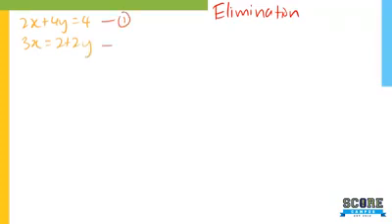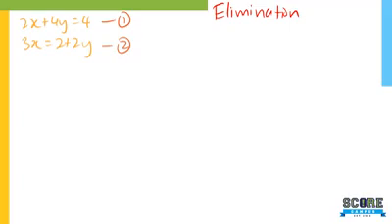Elimination. Nicholas, can you please read to me the same question again? 2x plus 4y equals 4. 3x equals 2 plus 2y. Okay, so again, same thing: equation 1, equation 2. Now, in the elimination method, you are trying to eliminate, that means you're trying to cancel away something. That's the purpose.